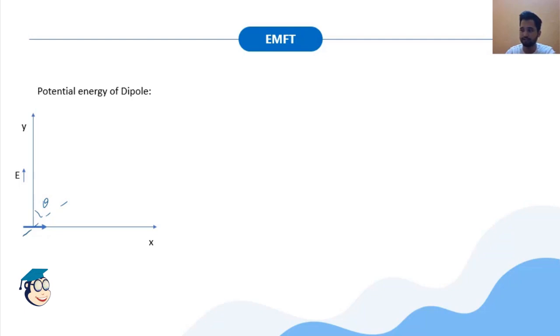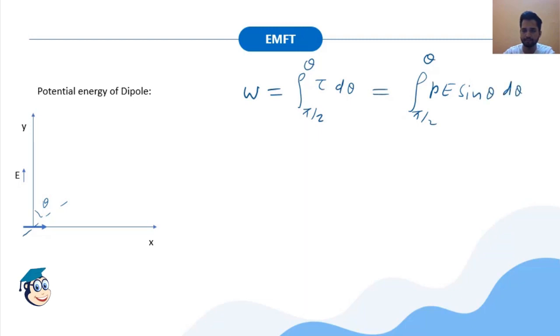So the work done is given by the integration from theta equal to pi by 2 to theta of tau d theta. Work done in rotating this dipole is given by the integral from pi by 2 to theta of tau d theta. Putting the value of tau, which is p cross E, that is pE sin theta, I am taking the magnitude only, times d theta. After integrating this, you will get minus pE cos theta.